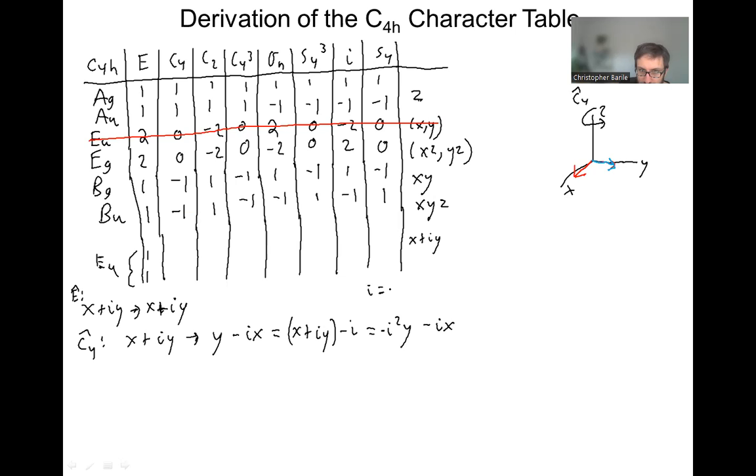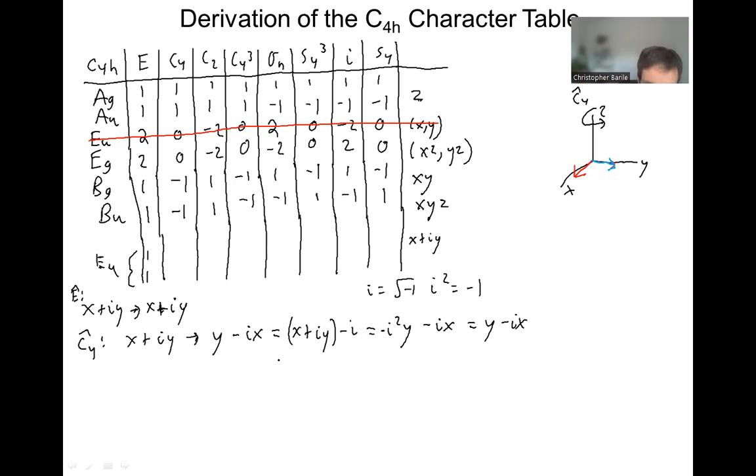Well, what's i? i is the square root of negative 1. What's i squared? Therefore, negative 1. So what's negative i squared? 1. So this just equals y minus ix, which is exactly what we wanted. So we proved that x plus iy with C4 is an eigenfunction. It goes into something times itself, and so it indeed can stay as a single dimensional component here. It doesn't transform with anything else, like how x and y transform together.